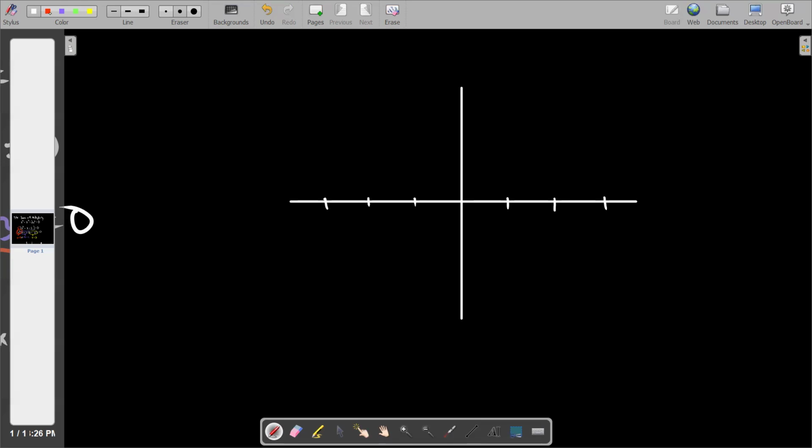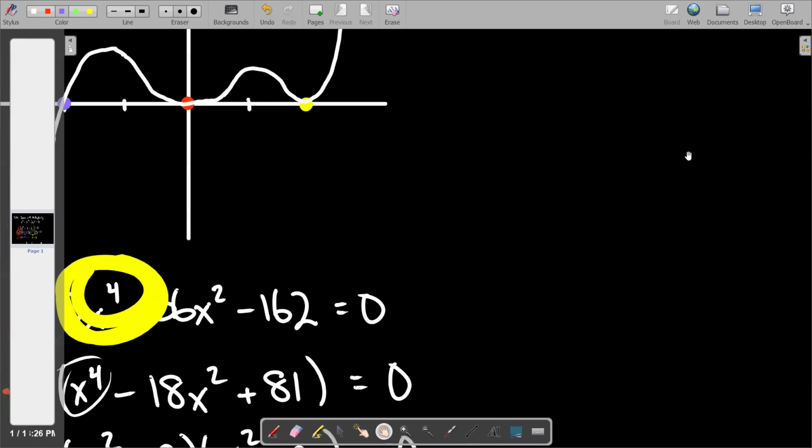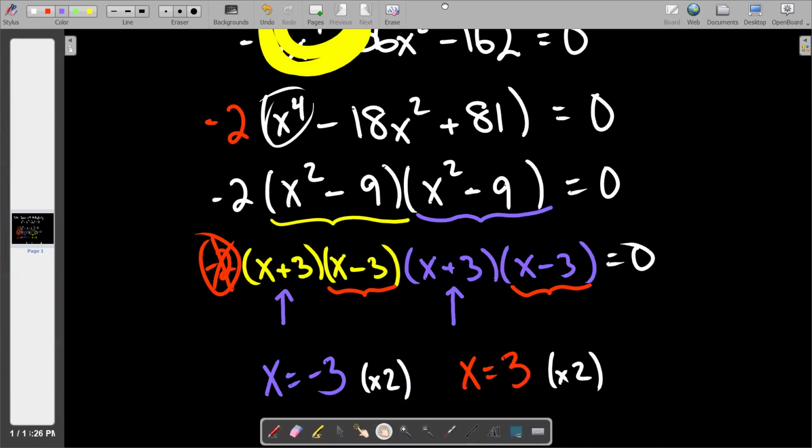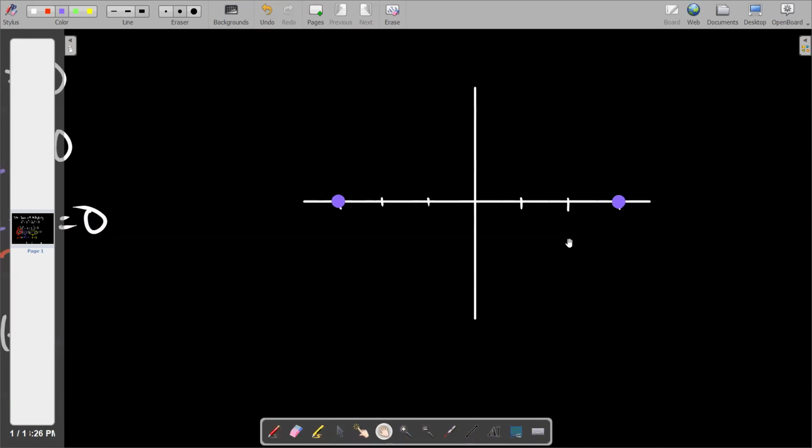Okay, so my answers are -3 and +3. And so I'm going to put some splotches. I don't remember what my colors were, but it's okay. I'm just going to go kaboom and kaboom. What is the behavior at those? We know the end behavior is up and up. Did we? No, it's down and down. Oh, it's got a negative in front. So it's down, down. So our behavior is going to go down, down.